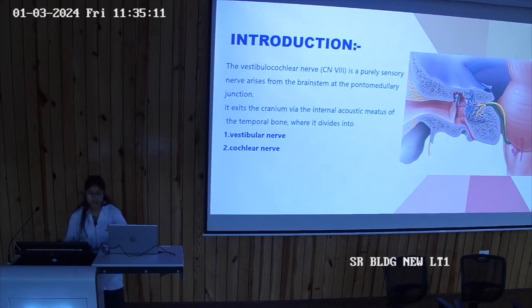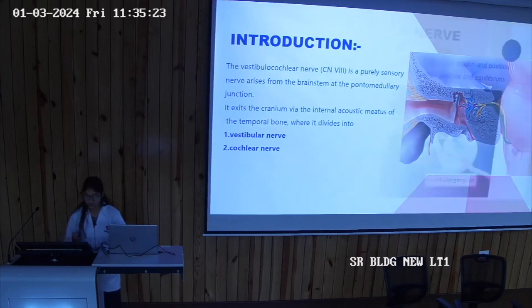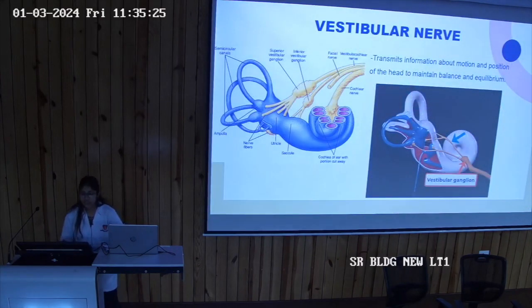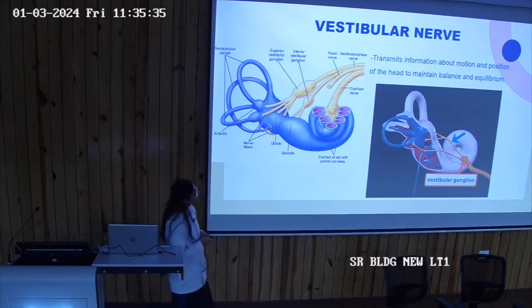It has special somatic afferent fibers which carry sensory information necessary for the maintenance of equilibrium and hearing from the membranous labyrinth of the internal ear. We have the vestibular nerve which transmits information about motion and position of the head to maintain balance and equilibrium. Now here, as you can see, the vestibular nerve gives off two branches, the superior branch and the inferior branch.